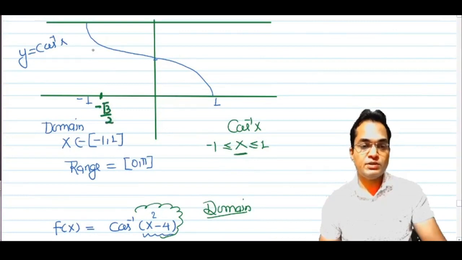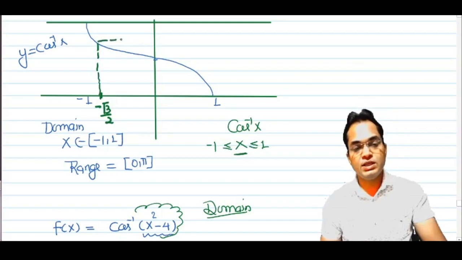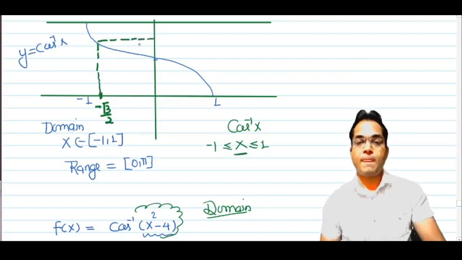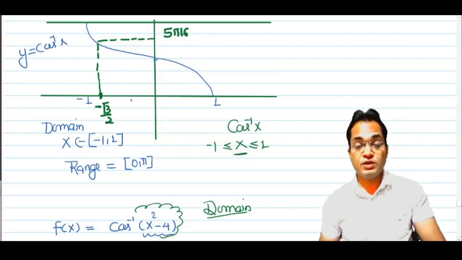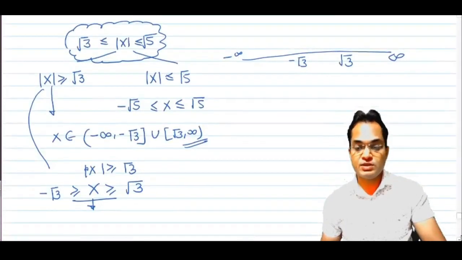The value -√3/2 comes near to 180, you can see here. Yes or no? Then this is the value 5π/6. If you know the graph, then it is very easy. If you don't know, then what is the procedure? Check it.